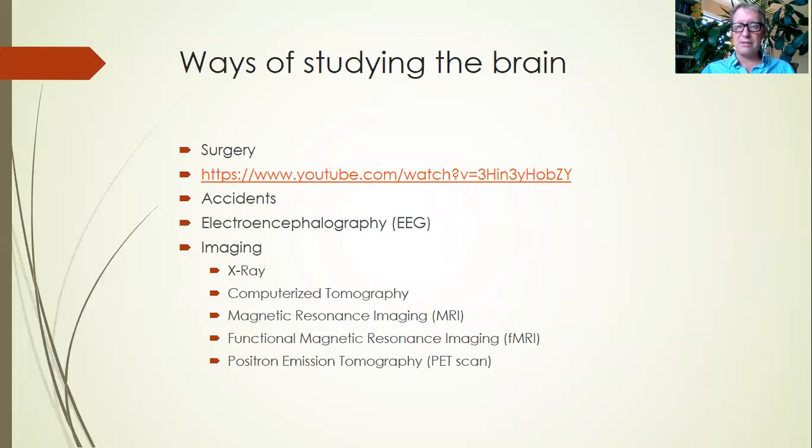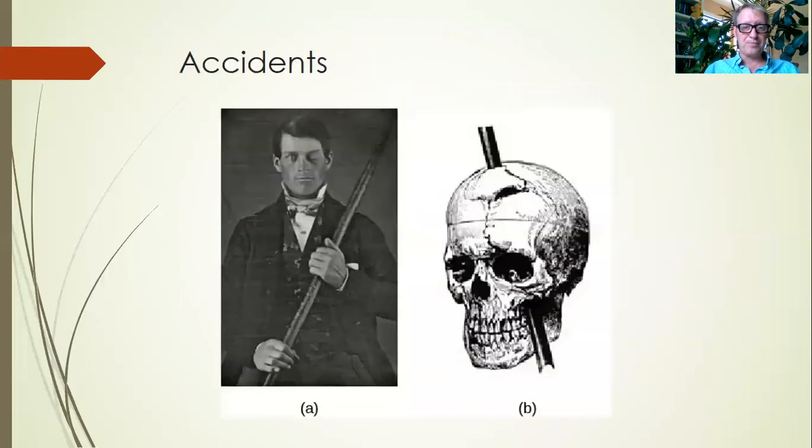I'm going to talk about ways of studying the brain, and then we're going to go into the central nervous system, basically the brain, in depth. Here are the different ways, and I have all of them listed: surgery, accidents, EEGs, and different sorts of imaging. I'll walk through these fairly rapidly.